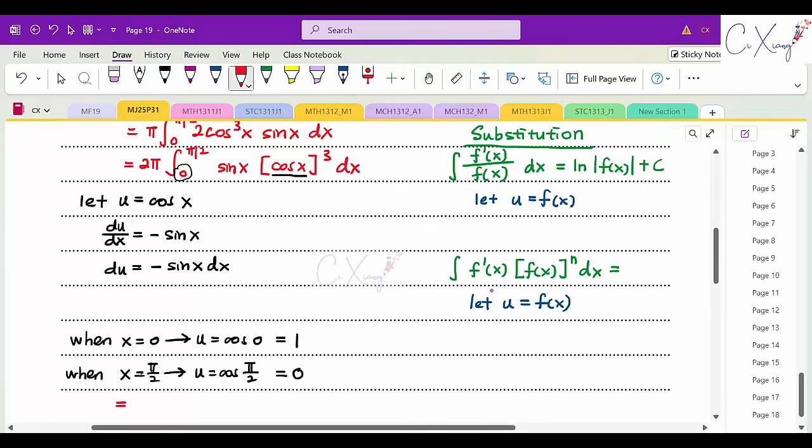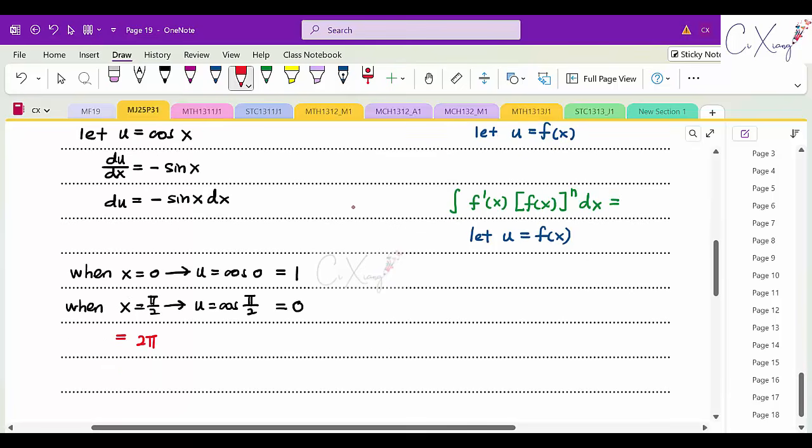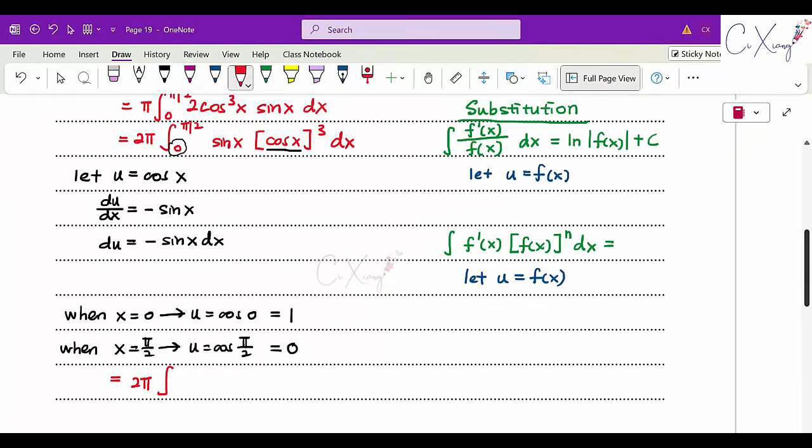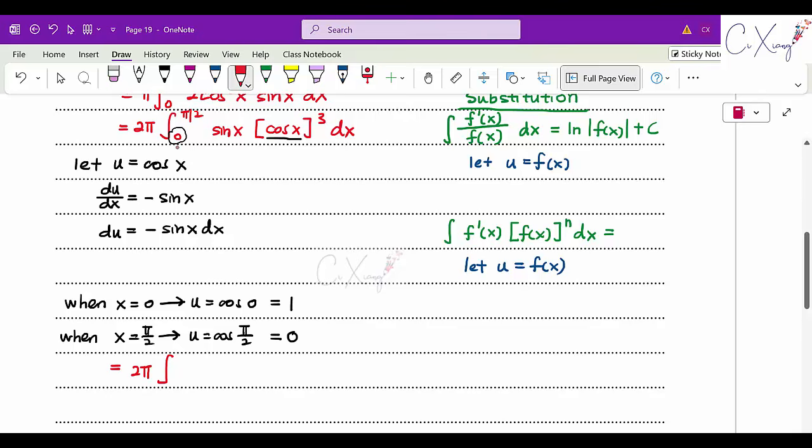So I continue from this step. 2 pi is a constant, you just copy it. And now, how can I make it into u? 0 is at the bottom limit, but when you substitute 0, you get a 1. Therefore, the 1 should be at the bottom now. Pi over 2 is on top, but when you substitute pi over 2, you get a 0. Therefore, the 0 should be on top. So don't change the sign, and don't change the location of your limits.